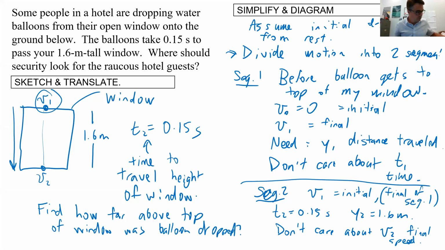Yeah, I was wondering, what does the T2 0.15 seconds represent? So that represents the total time of the second segment. There are 2 segments of motion. The balloon dropping from rest down to the top of my window, and that's going to take time T1, which we don't actually care about. And then the second segment is going from the top of my window to the bottom of my window. That's going to take time T2. Oh, okay. Thank you. Yeah, sure.